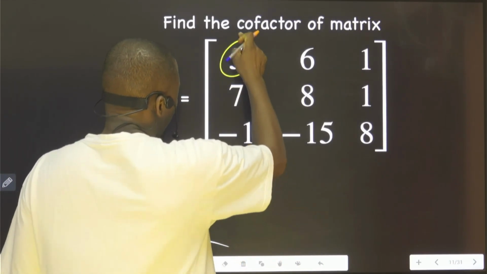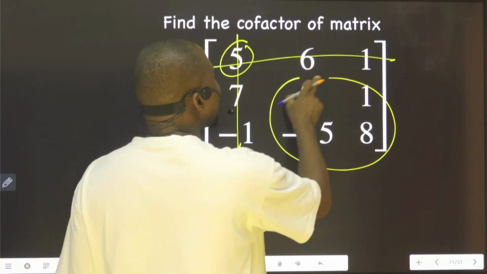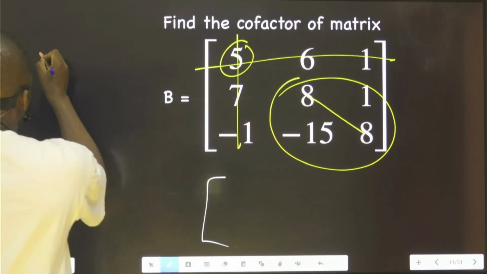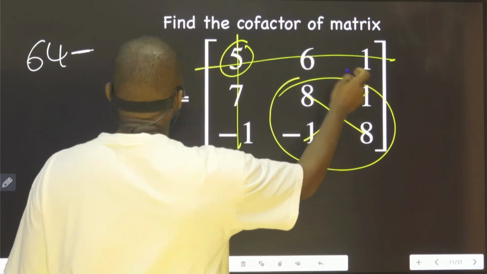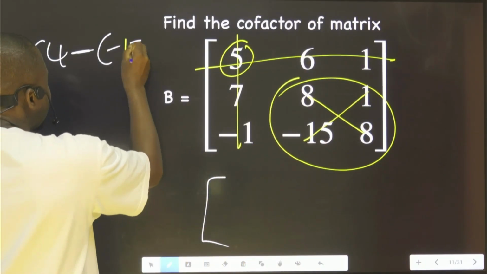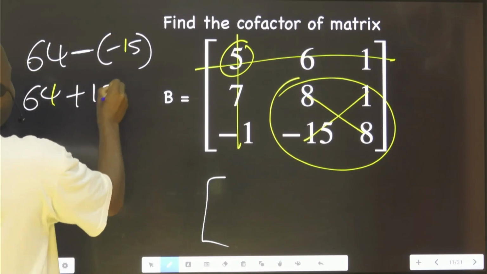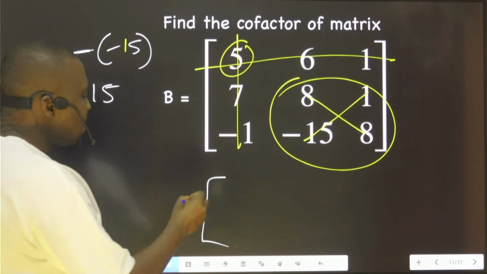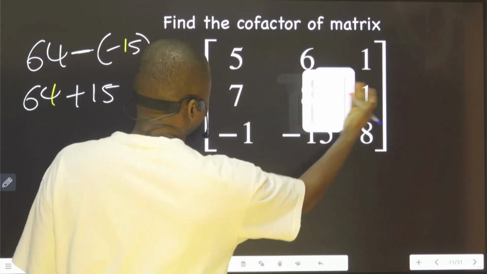For this, we strike all of them out. These are the remaining elements. That is, this multiplied by this is the 4, minus this multiplied by this, that is minus 15. Which is 64 plus 15. You agree with me? This will give us 79. So 79 is the minor of these 5.